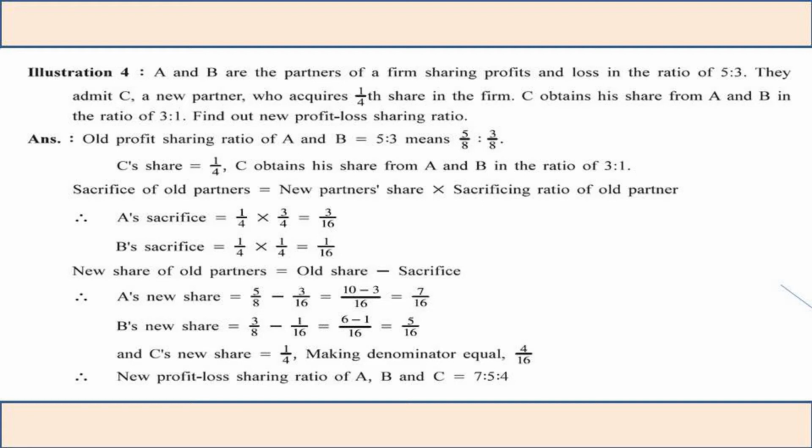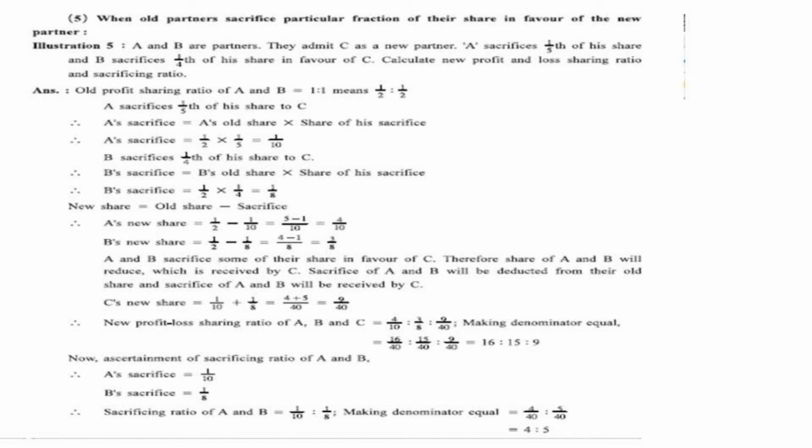Now fifth one, when old partners sacrifice a particular fraction of their share in favor of the new partner. When old partners sacrifice a particular fraction is given.